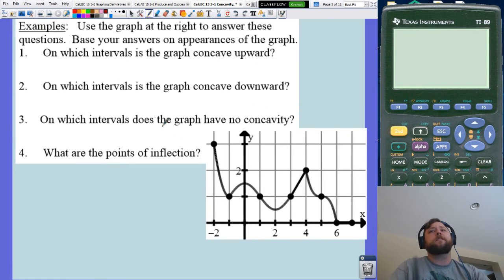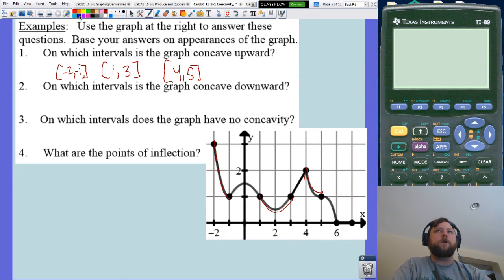Moving on from there, let's take this example of a graph. Notice it's curving. Notice this part's straight, and this part is also straight. On which intervals is the graph concave upward? I think from here to here looks concave upward, -2 to -1. This interval also looks concave upward, from 1 to 3. And this interval right here from 4 to 5 is concave upward. And that's going to be it.